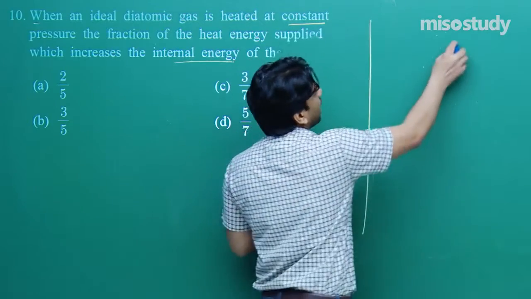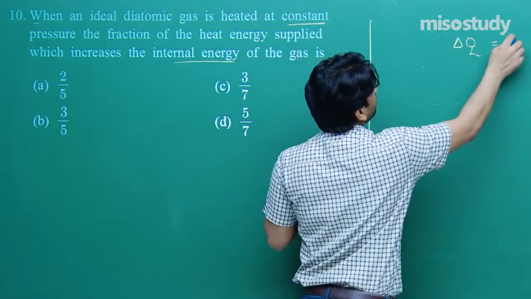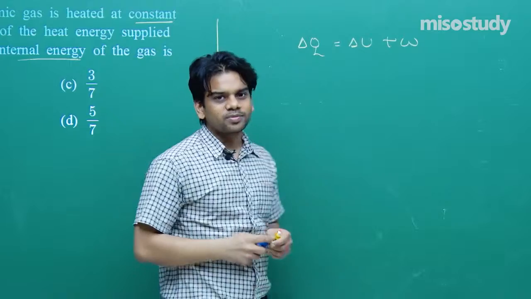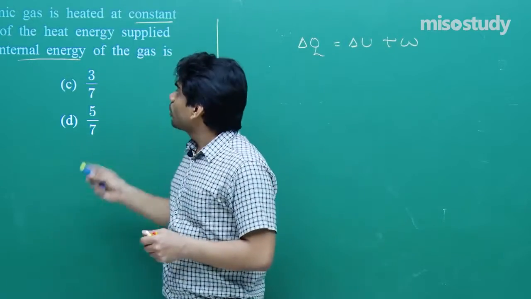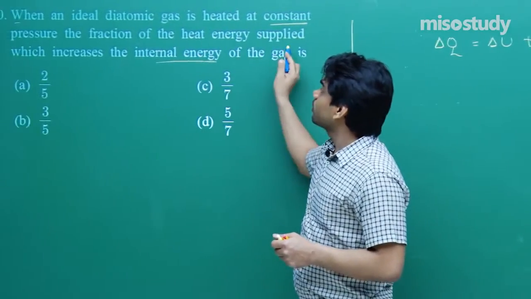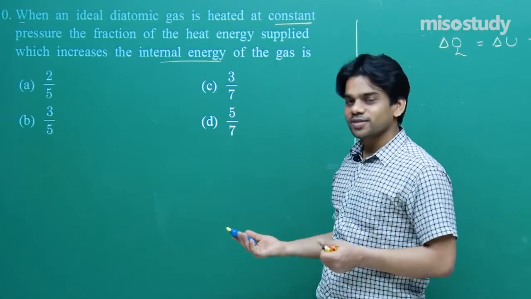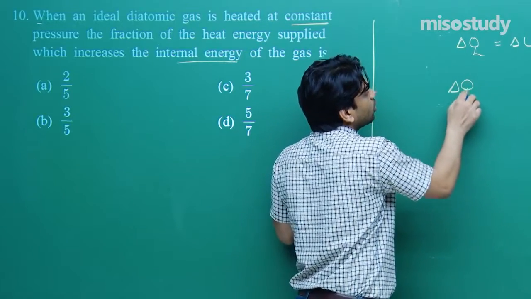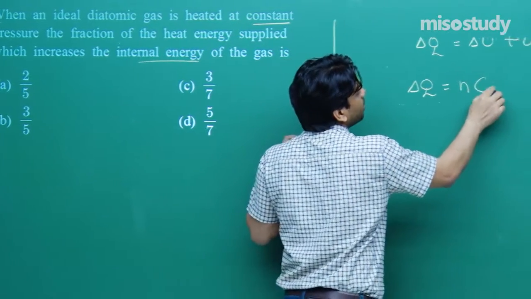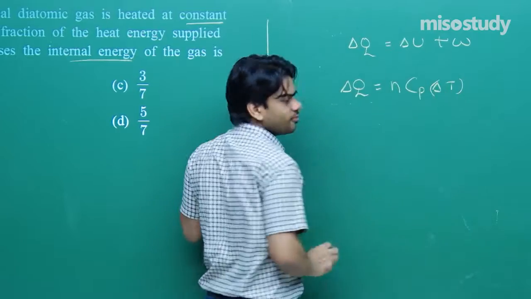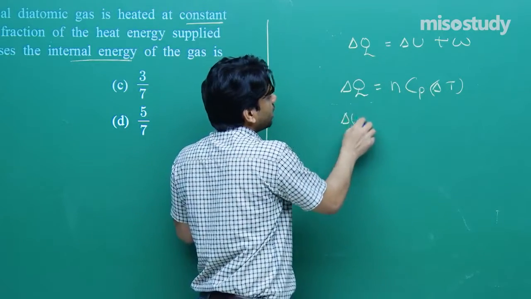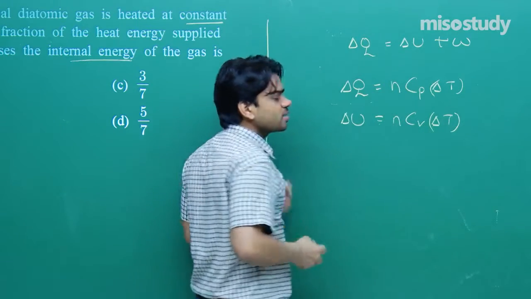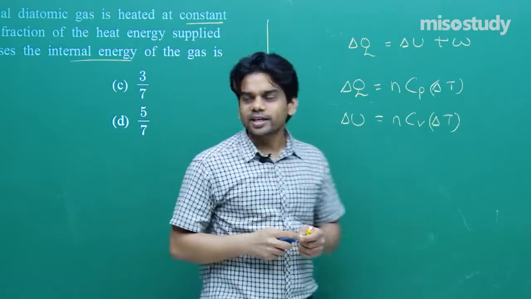So we all know that delta Q is equal to delta U plus W. This is from the first law of thermodynamics. What we require is the fraction of heat supplied which increases the internal energy of the gas. So what you can use? You can use delta Q is equal to NCP delta T. This is what we know, and delta U is equal to NCV delta T. We know this. I have told you in detail about all this.